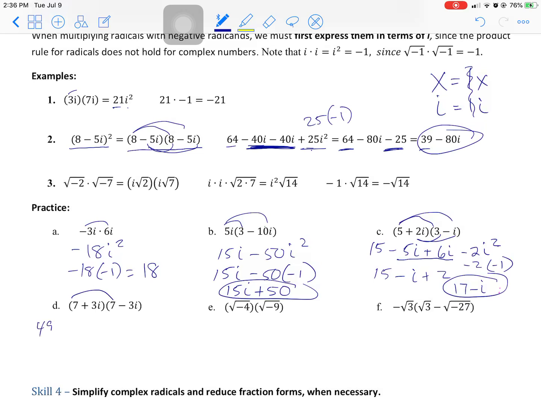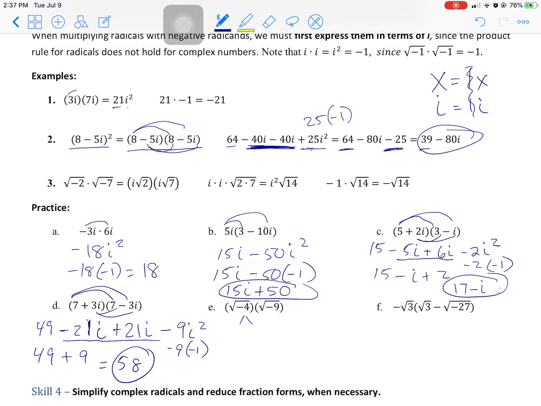7 times 7 is 49. Negative 21i. Positive 21i. Negative 9i squared. So 49, and then a positive 21i minus a negative 21i. Those cancel out, right? Same thing plus, same thing minus. So this is a negative 9 times a negative 1, which is a plus 9, which is 58.